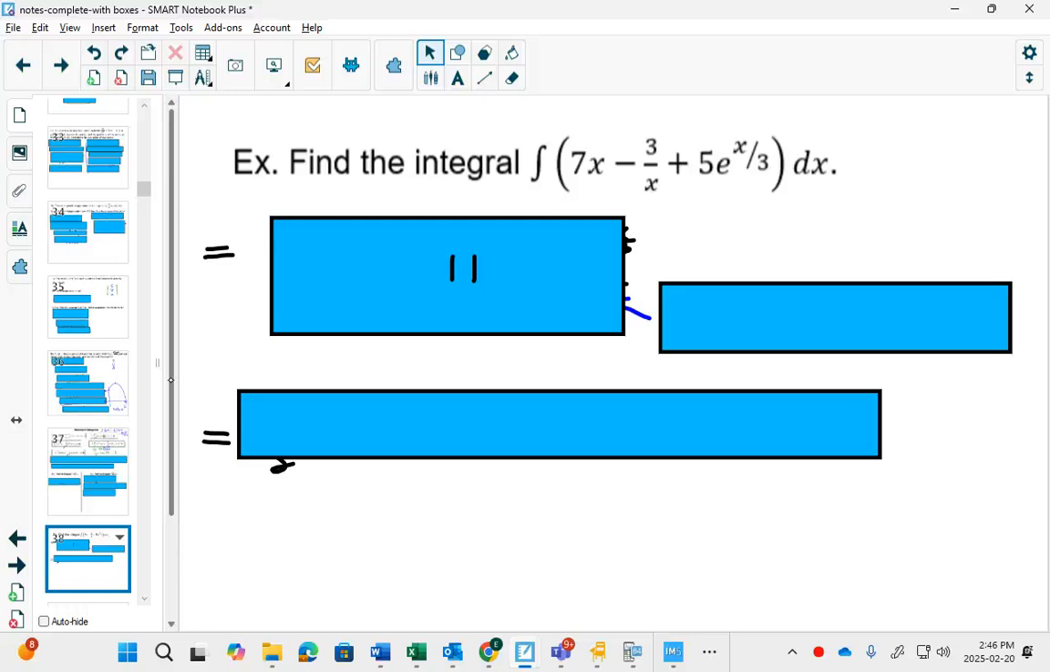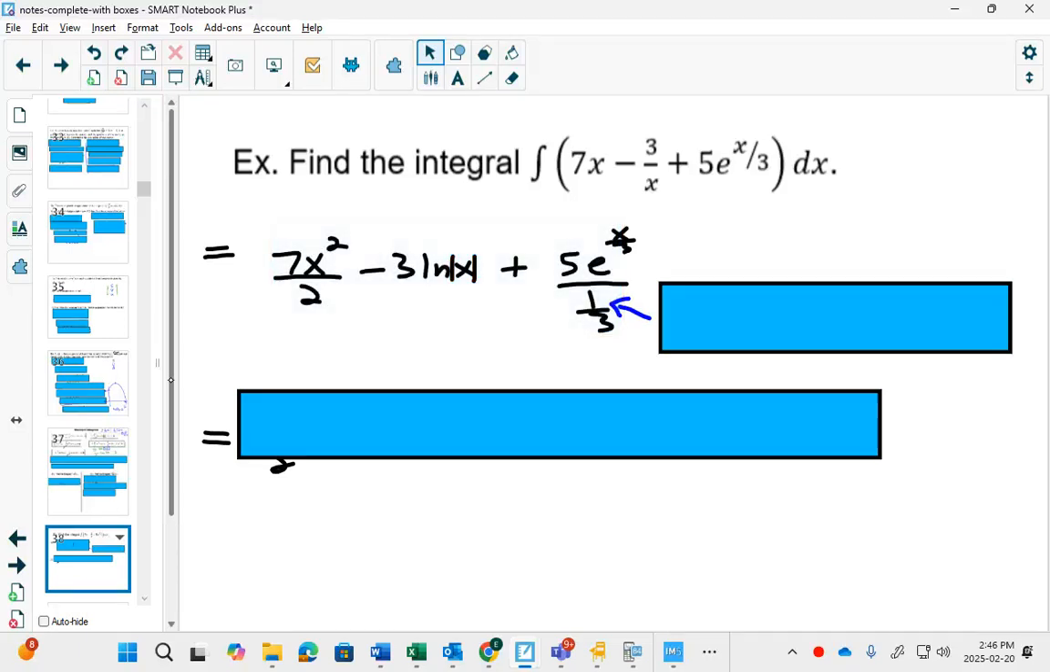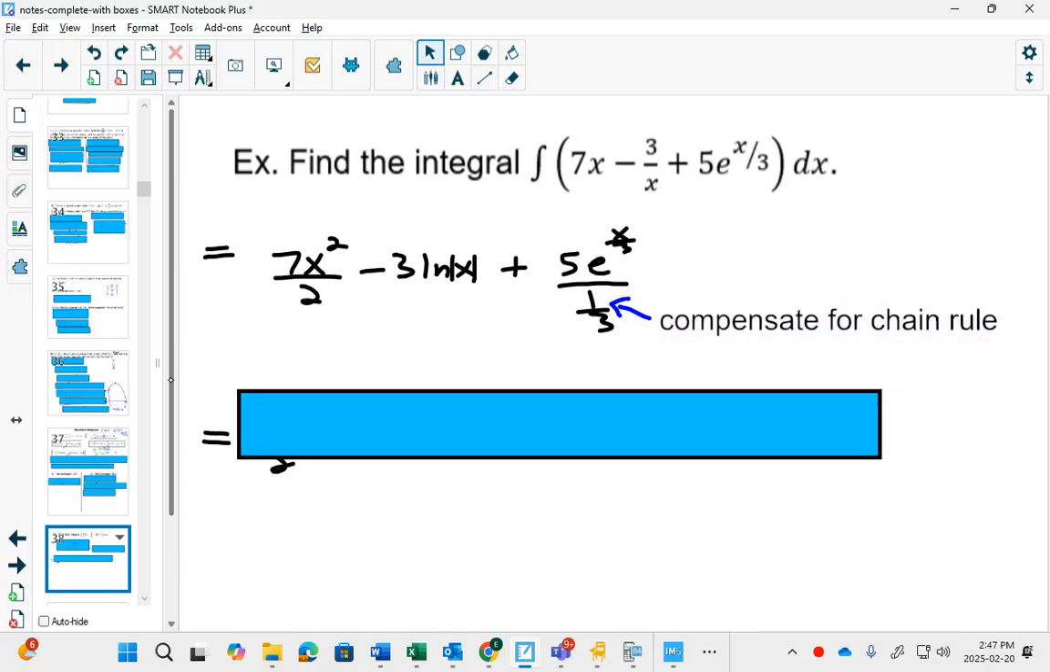So for each one of these ones, you can integrate them all separately. Add 1 to the exponent and divide. You see the 1 over x, so that's going to give us the natural log of the absolute value of x. And we still have the 3 out in front. And here, e to the x over 3, if you had it as a derivative, you would have a chain rule where you multiply by 1/3. So here we have to compensate for the chain rule by dividing by 1/3.